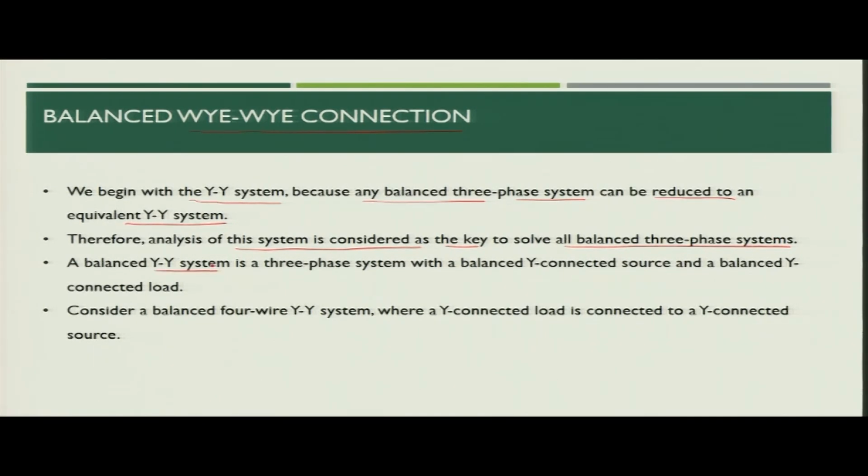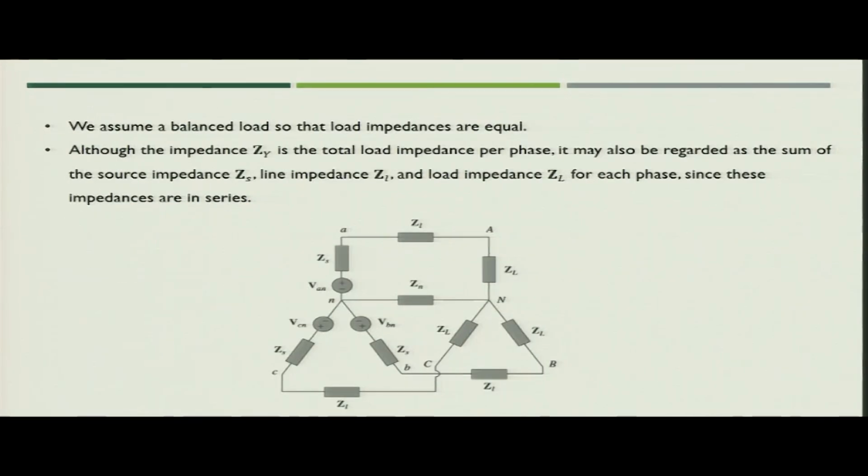Now, a balanced 3-phase Y system is a 3-phase system with balanced Y connected source and balanced Y connected load. Now, let us consider 3-phase 4-wire Y connected system where star or Y connected load is connected to star connected source. So, how it will look like? If you see this particular figure, the source is Y connected, VAN is connected to the A phase of the load through internal resistance or internal impedance of the source.